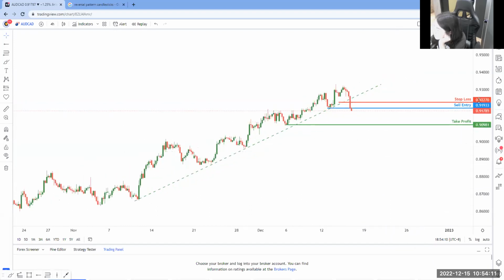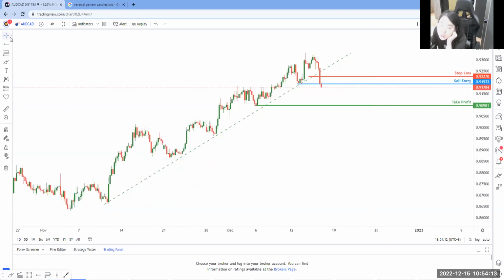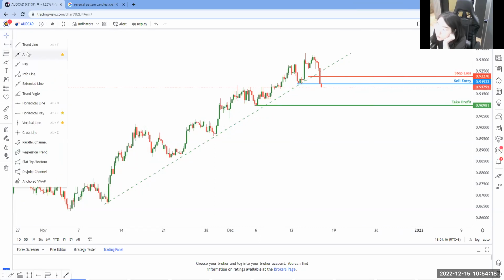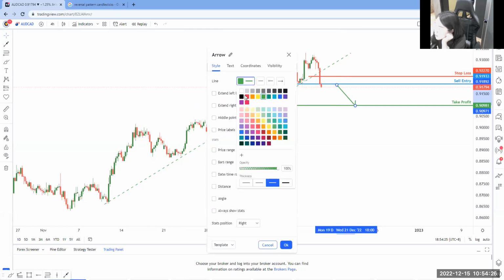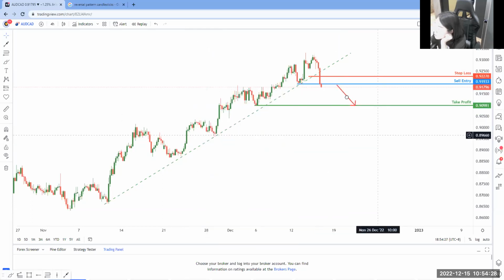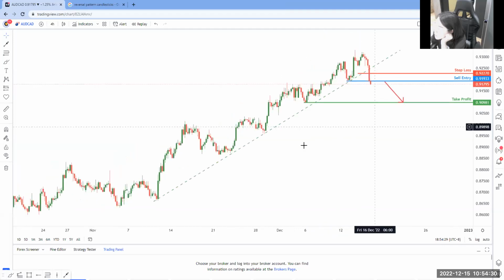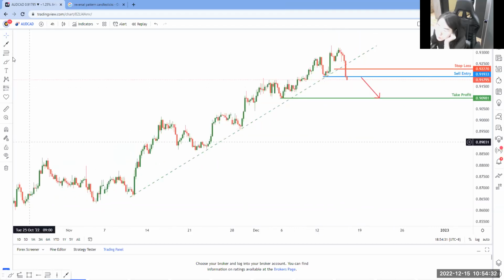You guys notice how my stop loss, take profit, and entry are always at horizontal levels, because horizontal levels are your key levels, and this is usually where price reacts off. Okay, I'm going to change this to a red arrow. Let me just look for some levels.